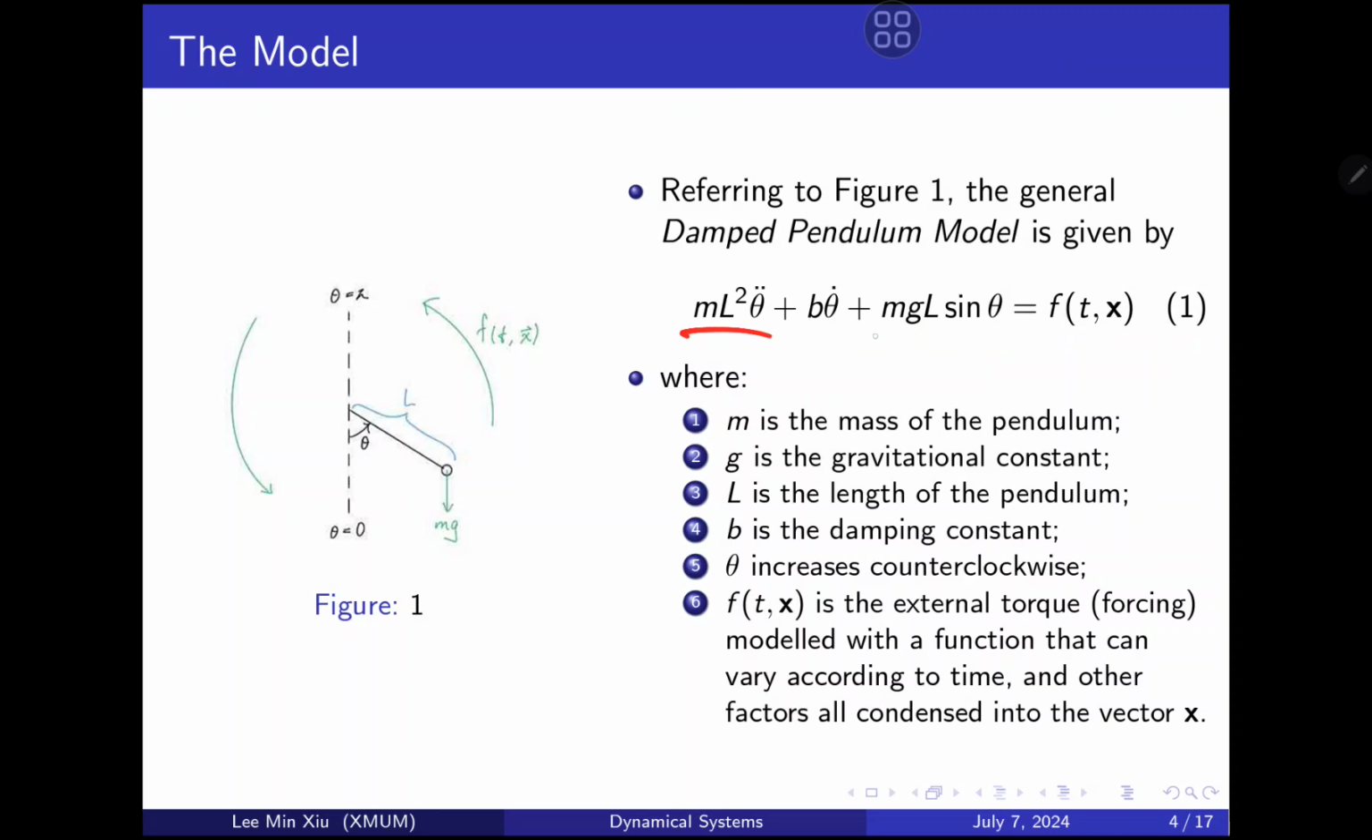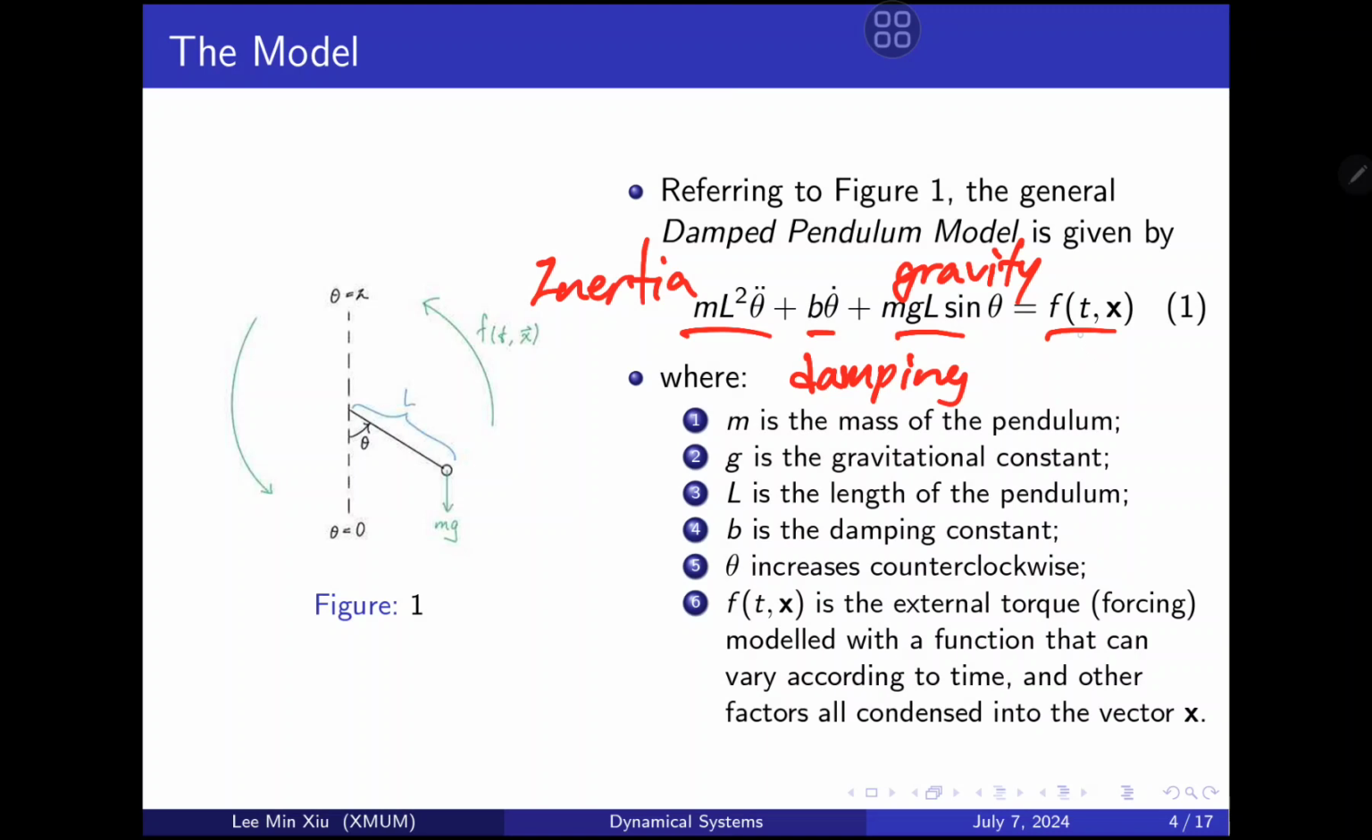So let's talk about these four terms. The first term here is the inertia term, and then B here is actually the damping term, or friction, one could call. The mgl sine theta is actually the gravity term, mg, we'll go to it later. And then F here is the external torque, which I will just call forcing.